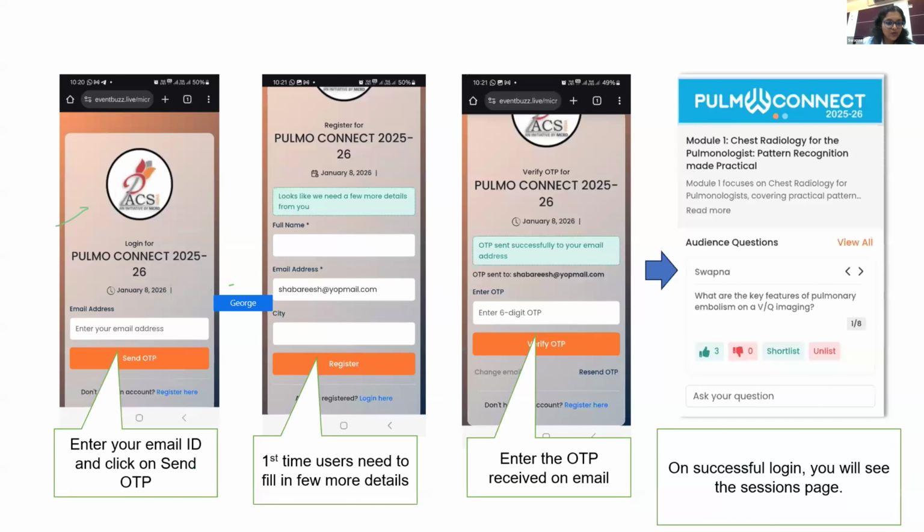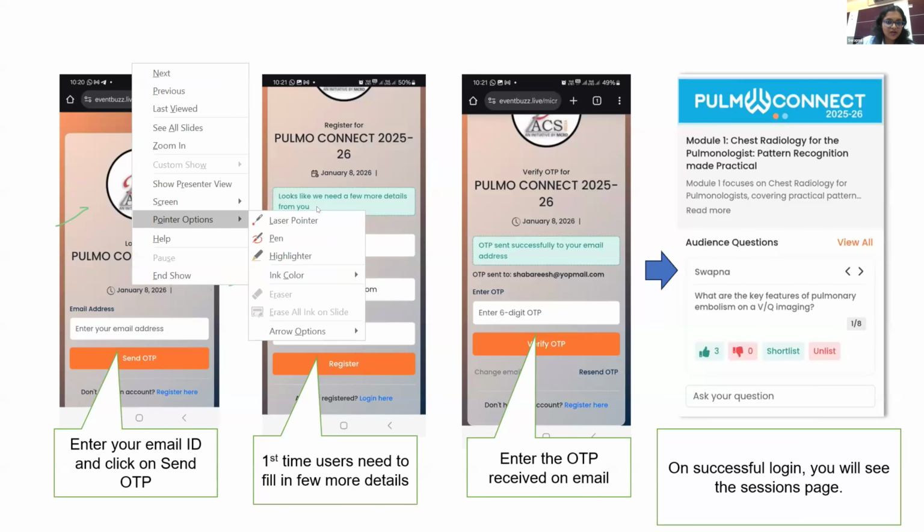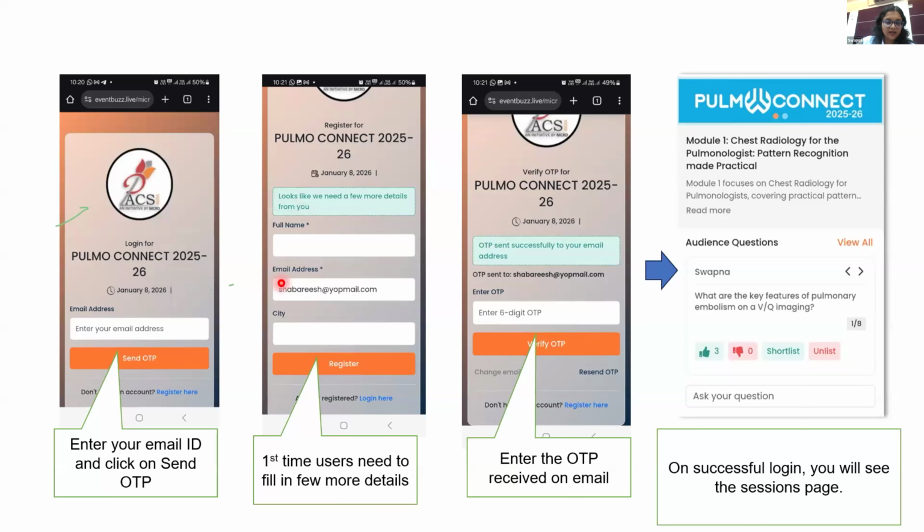Once you scan the QR code, you will be able to see this screen where you have to put in your email address. You can put in your email address, and you will get an OTP on your email address. You can put in that OTP, and then you will be taken to the main platform.